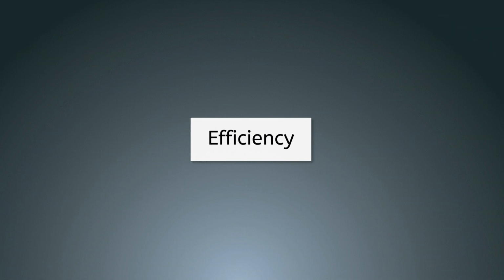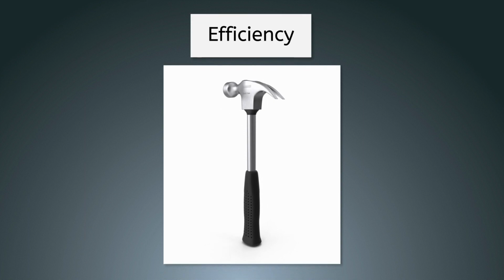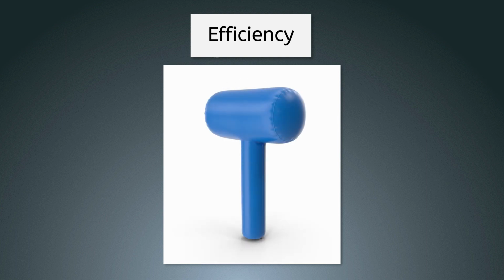Efficiency. When it comes to designing human-made objects, form is optimized to fulfill function as efficiently as possible. Take a hammer as an example. Its strong handle and heavy head are specifically formed to drive nails efficiently. A change in its form could drastically reduce its effectiveness.